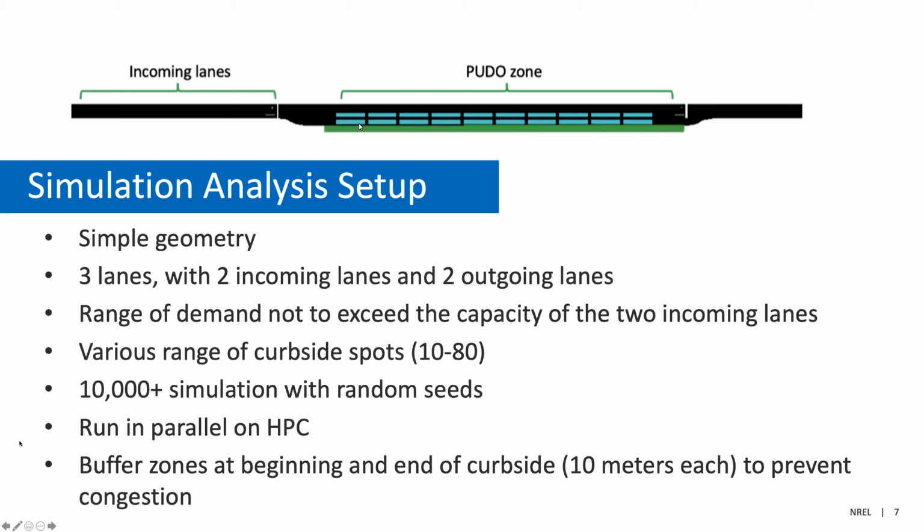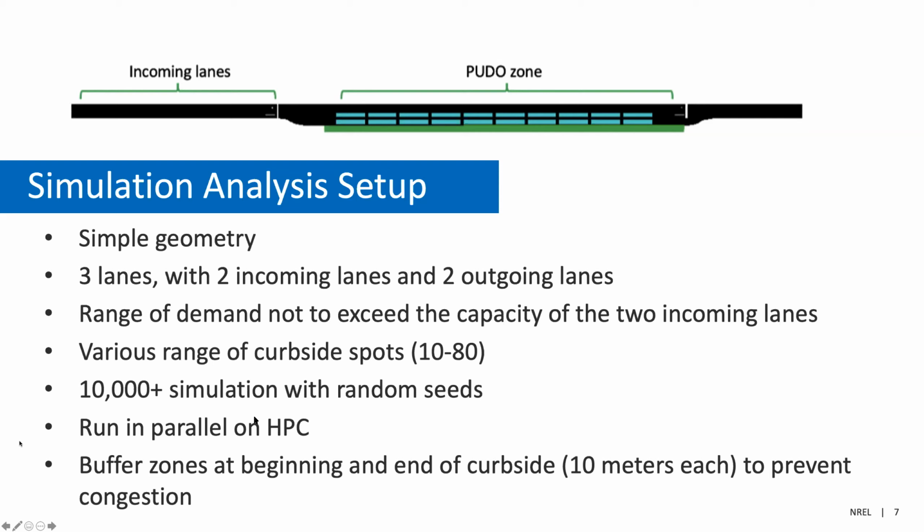Each of the detectors is slightly longer than the vehicle, so that when it's parked, they can comfortably get into that parking spot and leave. And in our experiment, we set between 10 and 80 spots. We ran over 10,000 simulations with different random seeds and ran them in parallel on HPC.